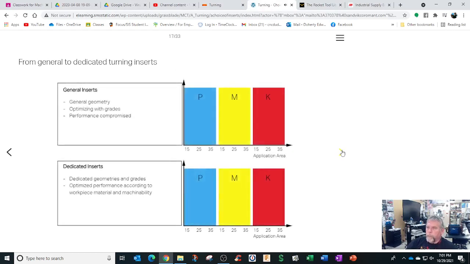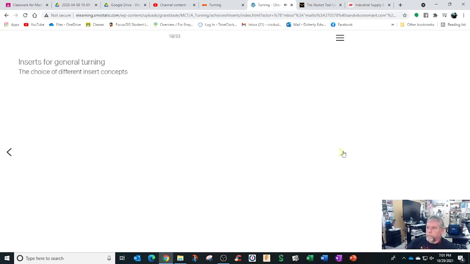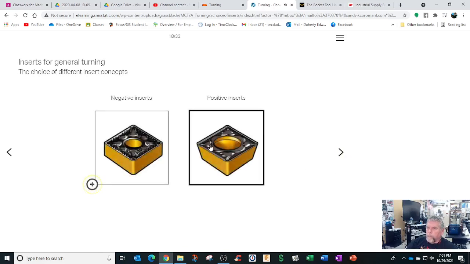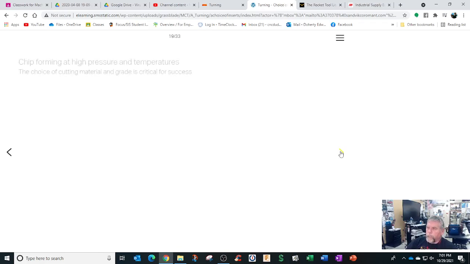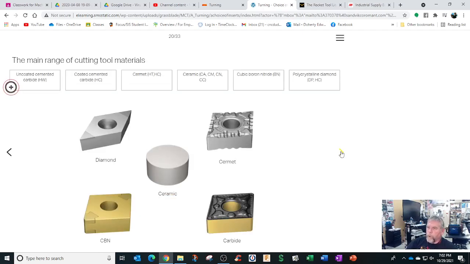So you can get pretty deep into this. Dedicated inserts, general inserts, we're more general. We like to have just something that can work all the time. Negative, positive rake inserts. Notice you got the little chip breakers up here. Coatings are a big thing. All the temperatures should be right up here. It's almost molten metal when it cuts, or it's deforming. You got ceramic inserts now, or cermet, or diamond coated, but carbide's your standard right here.